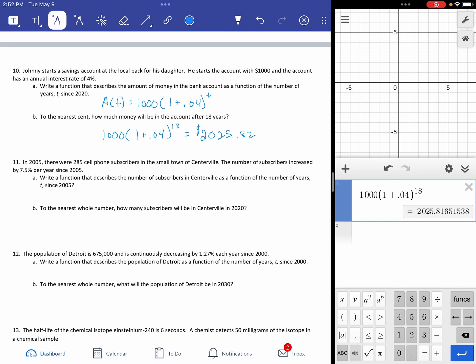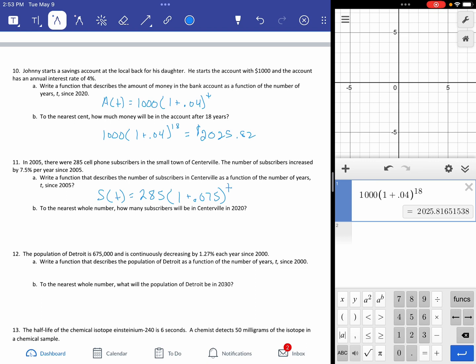Next, in 2005, there were 285 cell phone subscribers in the town. Number of subscribers increased by 7.5% since 2005. So we're going to put, let's do subscribers over time equals the initial amount of 285. It's an ugly 5. All right, so we're adding, because we're increasing, plus 0.075 to the t value.